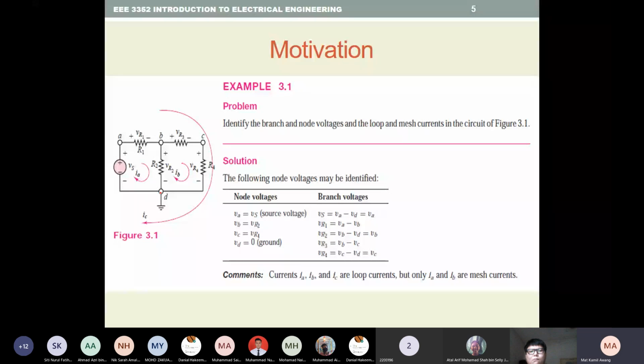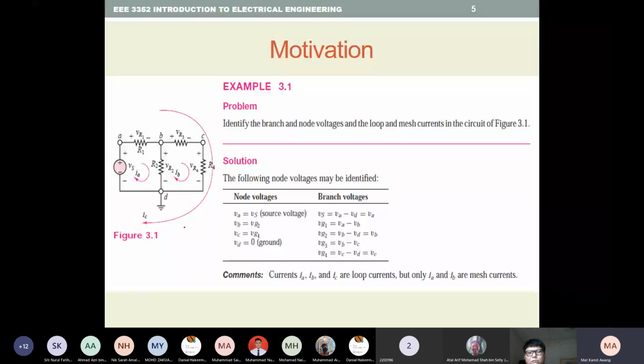So one of the nodes we indicate as a ground. This is the sign of the ground. So from this circuit, the nodes that we have are A, B, C, and D.